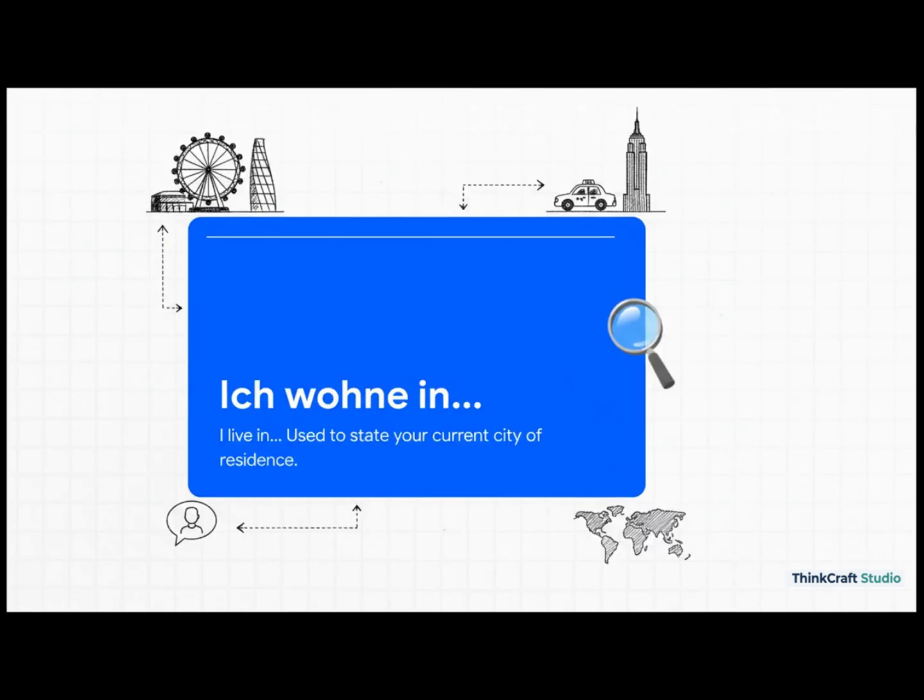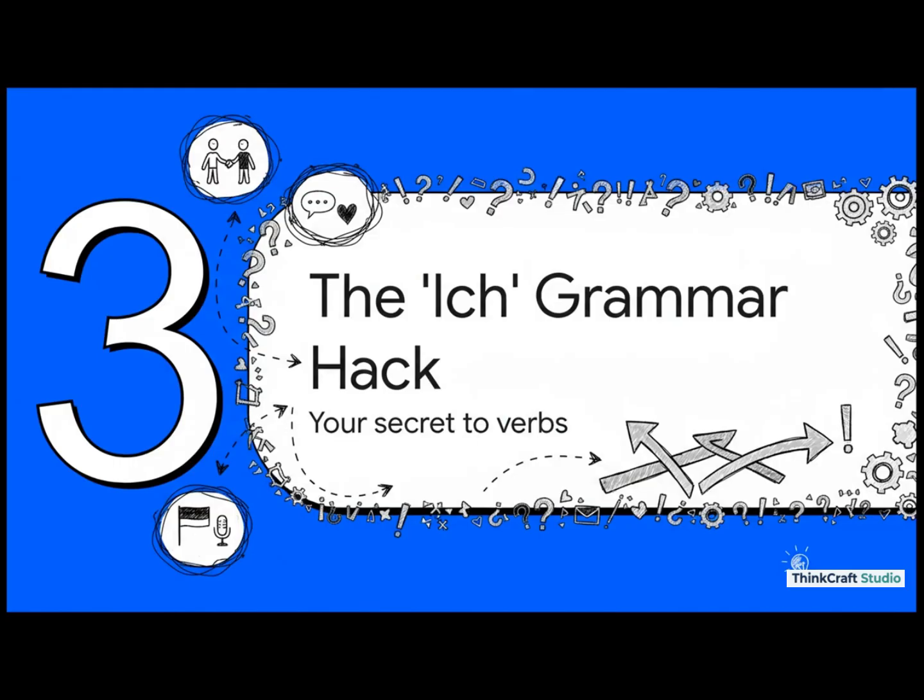Right, so ich komme aus is all about your origin, your roots. But what if you want to say where you live today? For that, you're going to use ich wohne in. The verb wohnen means to live or to reside. So you can say ich wohne in London or ich wohne in New York. It's as simple as that. Okay, stop for a second. You've just learned 3 complete German sentences.